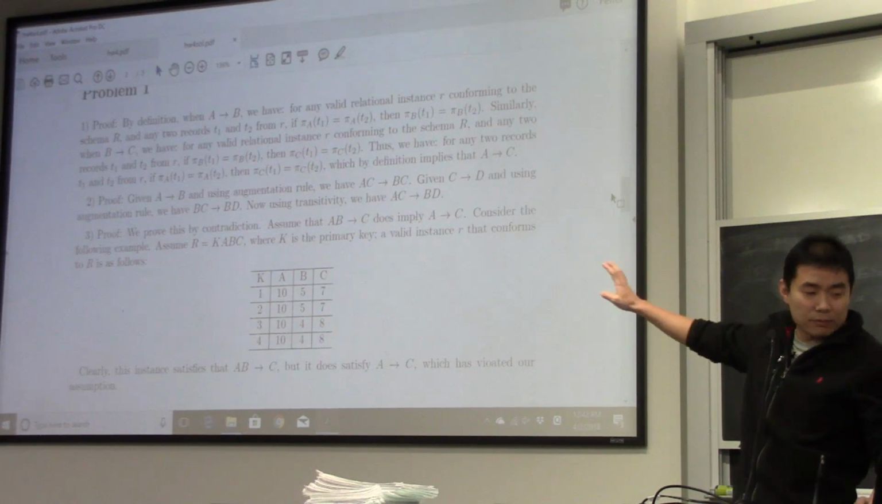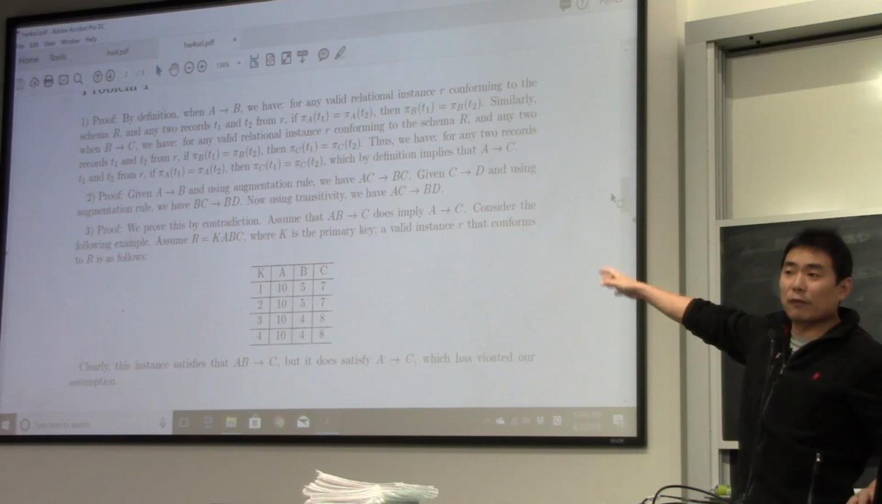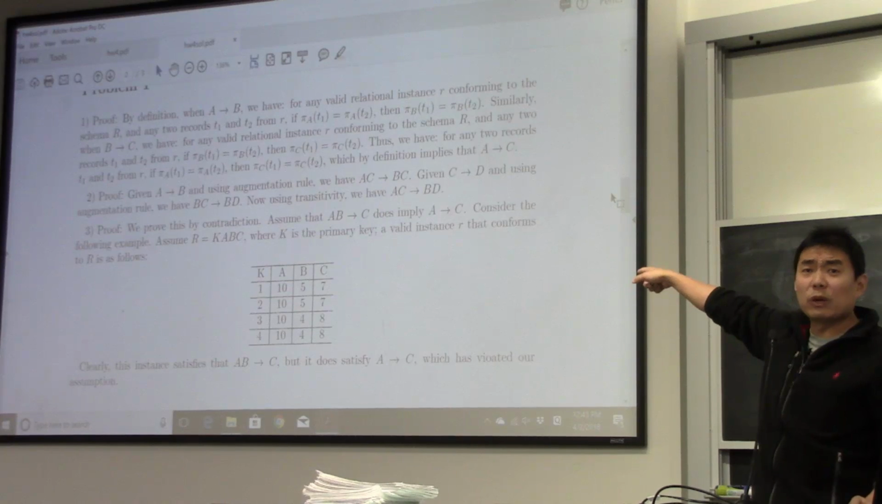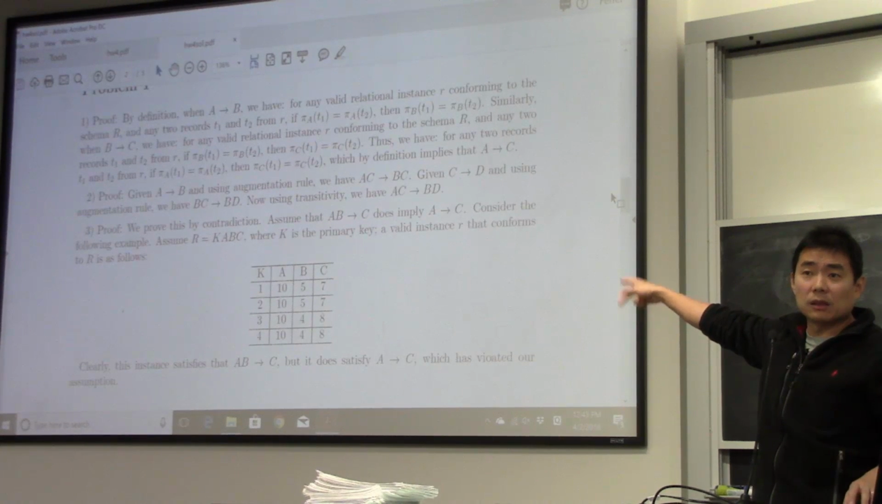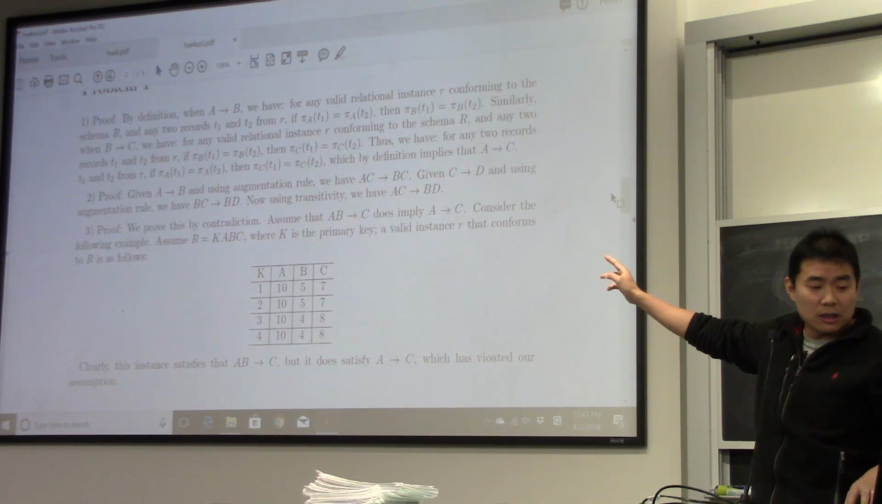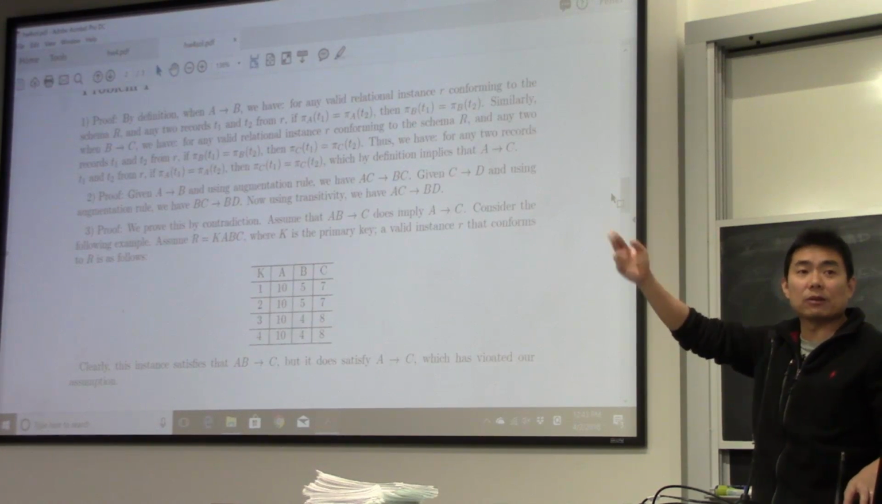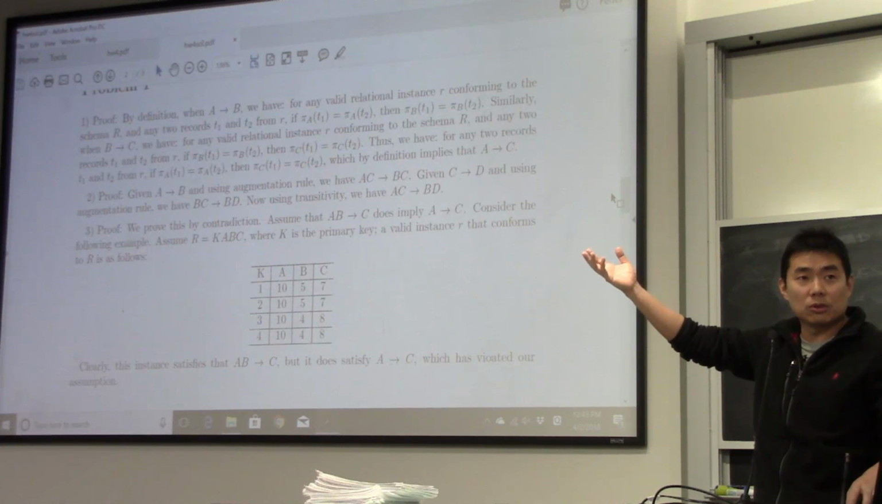First one, by definition, A determines B basically means... I don't think I want to go over this because it is covered, right? The first one is the definition. It's from the slides. I think I went over this proof during lecture. The second one is to use augmentation and transitivity. That's it. Because it's not one of the basic rules, now you can use the basic rules to derive this.